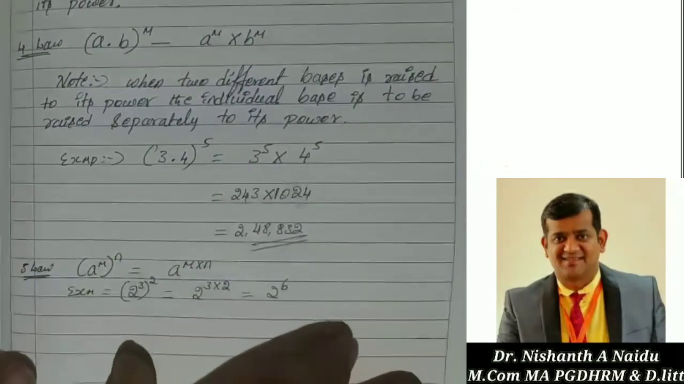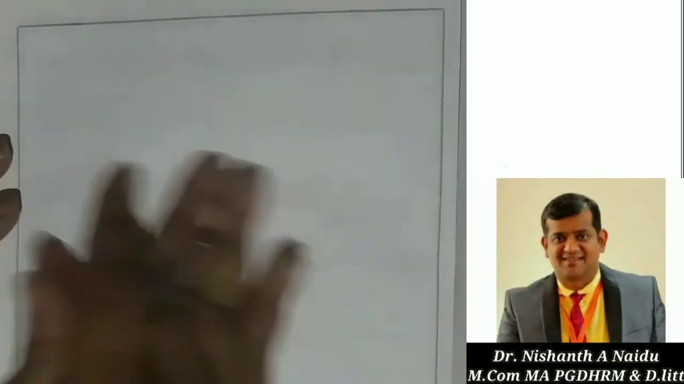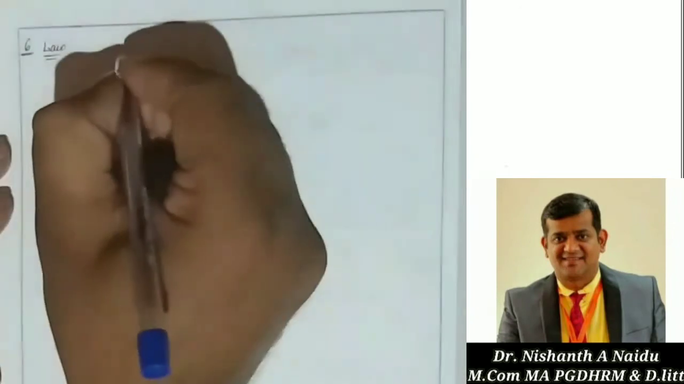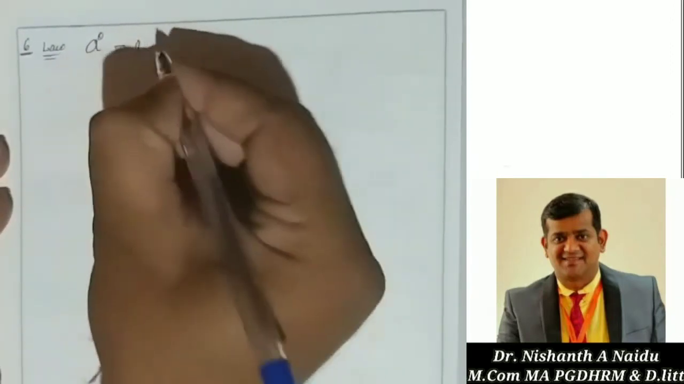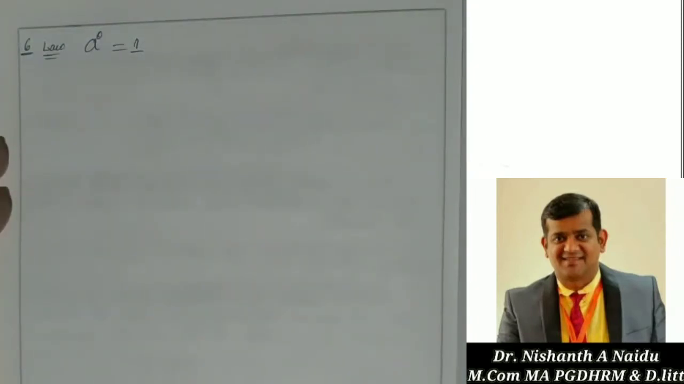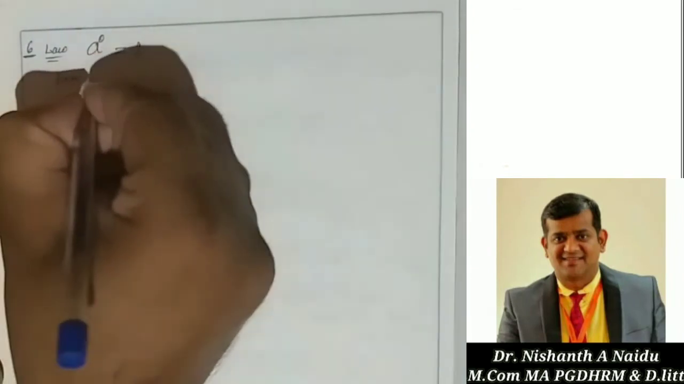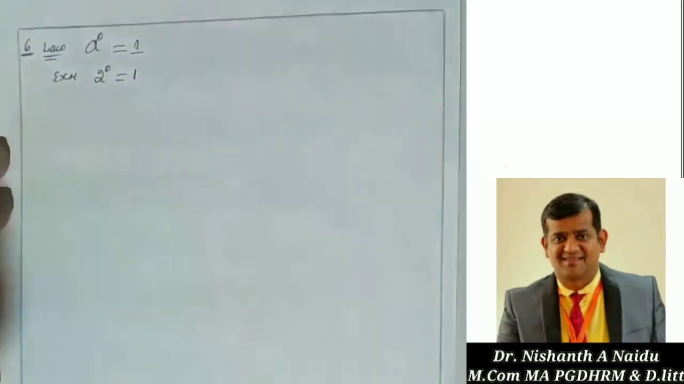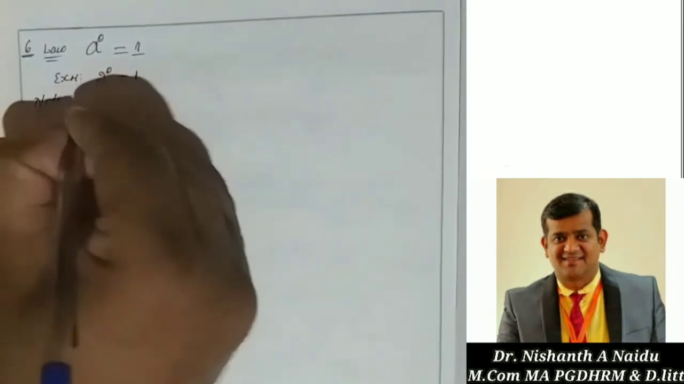So next I'm going to tell you about the sixth and the seventh one. Now I'm going for the sixth law. Wherever you get a to the power 0, that is always equal to 1. You have to remember, when there is a 0 power, it is always equal to what? 1. So let us give an example. 2 to the power 0 is always equal to how much? 1.